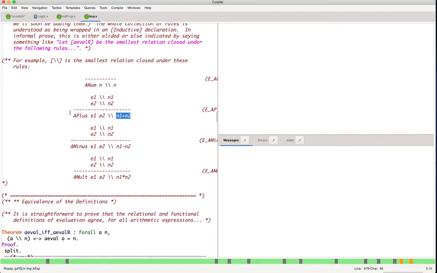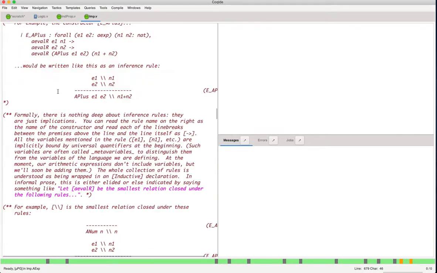In the inference rule setting, if I need to work out whether an expression has a particular value, I can try to derive a proof using these rules, and eventually everything terminates at the anum axiom. If I can do that, then I've shown it. If I can't, then I haven't shown it. But it's different from a computational definition, which is what we saw before. We'll come back to the difference between computational and relational approaches at the end of this lecture.